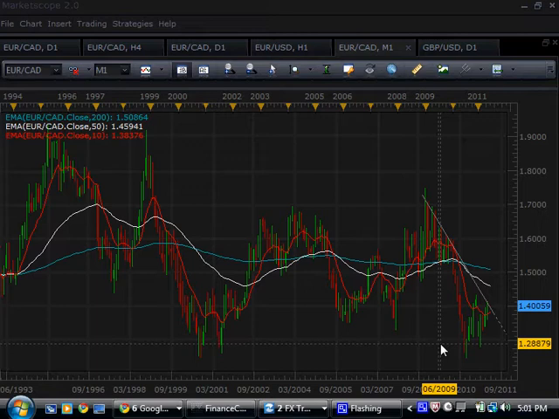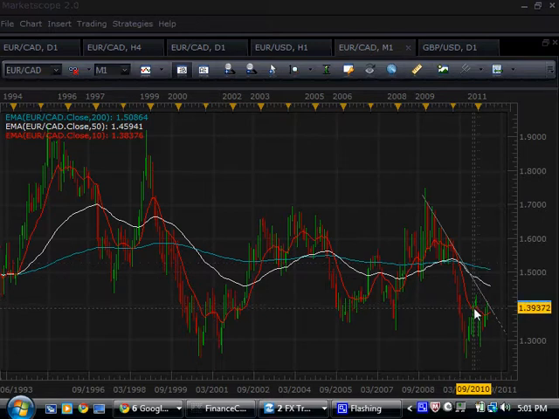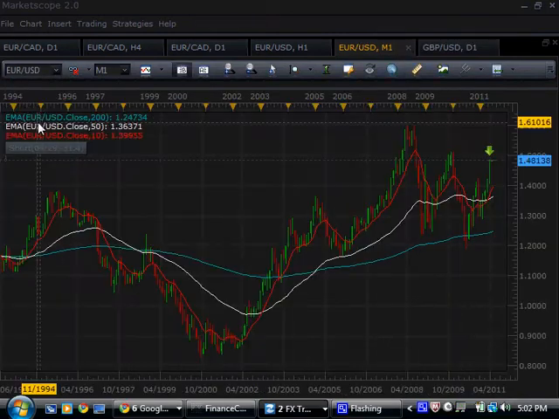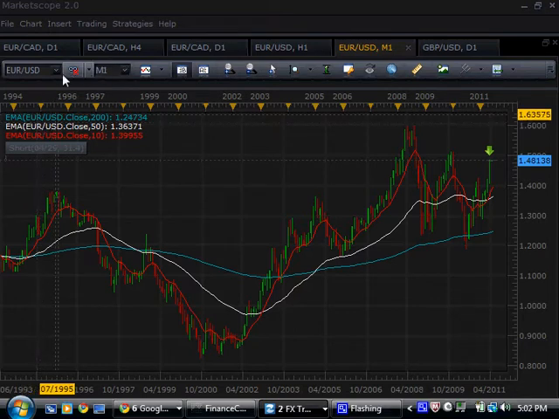And we can see that on a monthly chart, the EUR CAD is actually in a downward trend because we've got the 50-day moving average below the 200-day moving average and the 10-day moving average below that. Now, if you were to look at the euro US dollar, for example, you don't see that that's true. In fact, you see that they're moving in the opposite direction.